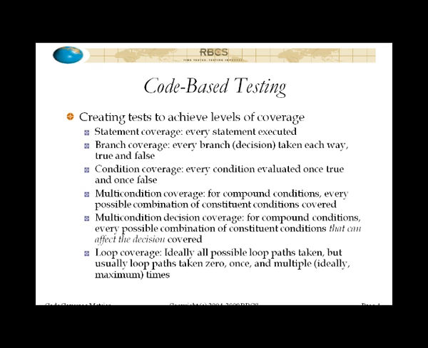And then finally, we have loop coverage. Now, in loop coverage, ideally you would try to cover all possible loop paths, but that's generally impossible. So usually the idea is to cover 0 loop paths, in other words, not executing the body of the loop at all; once, in other words, executing the loop body exactly one time and only once; and then multiple times, and ideally that would be the maximum number of times.